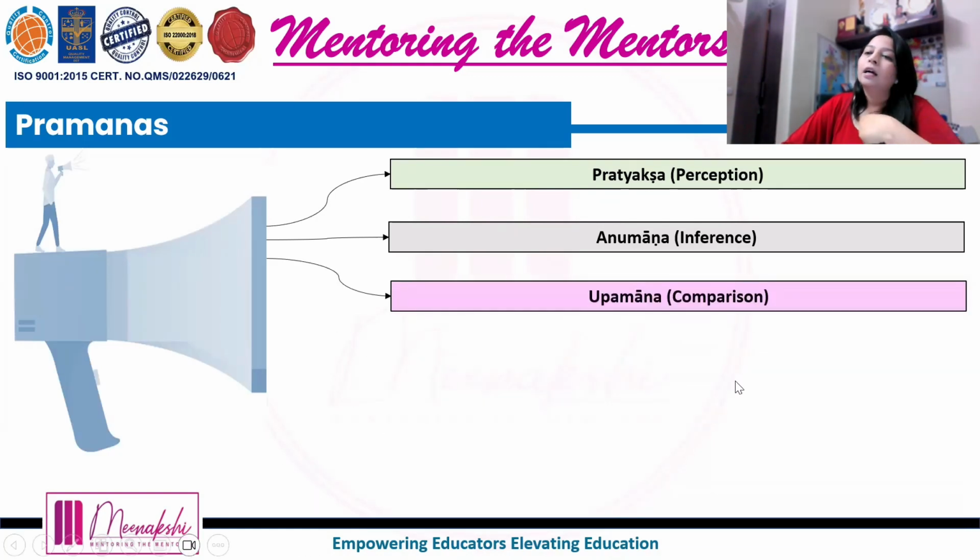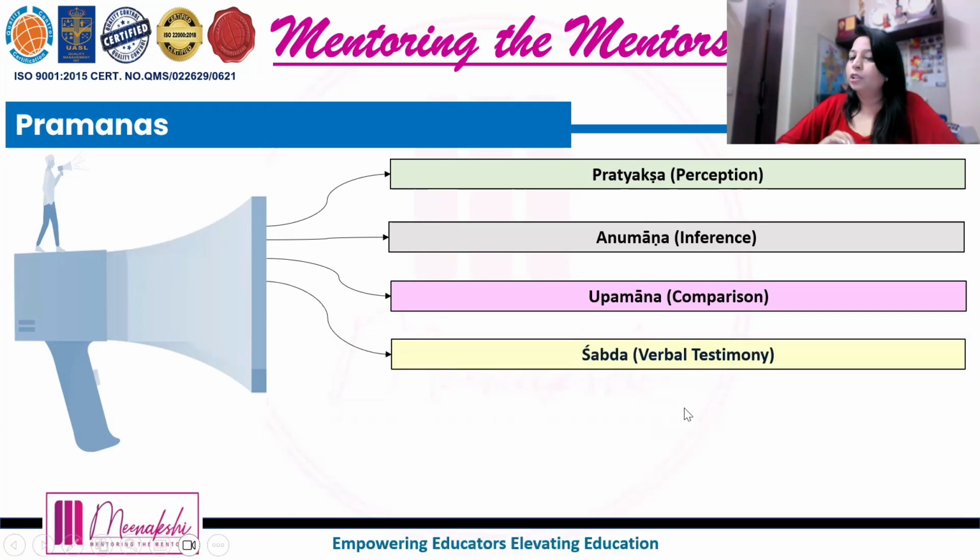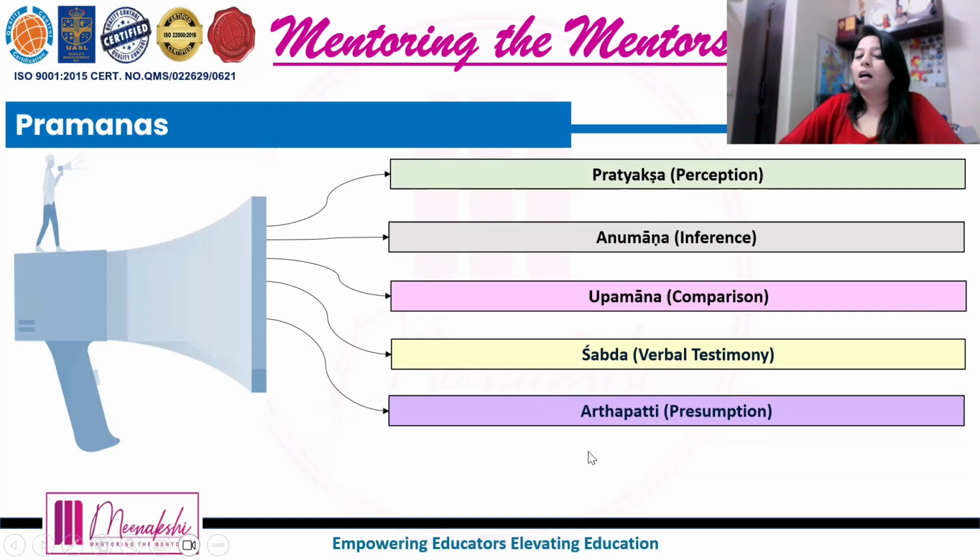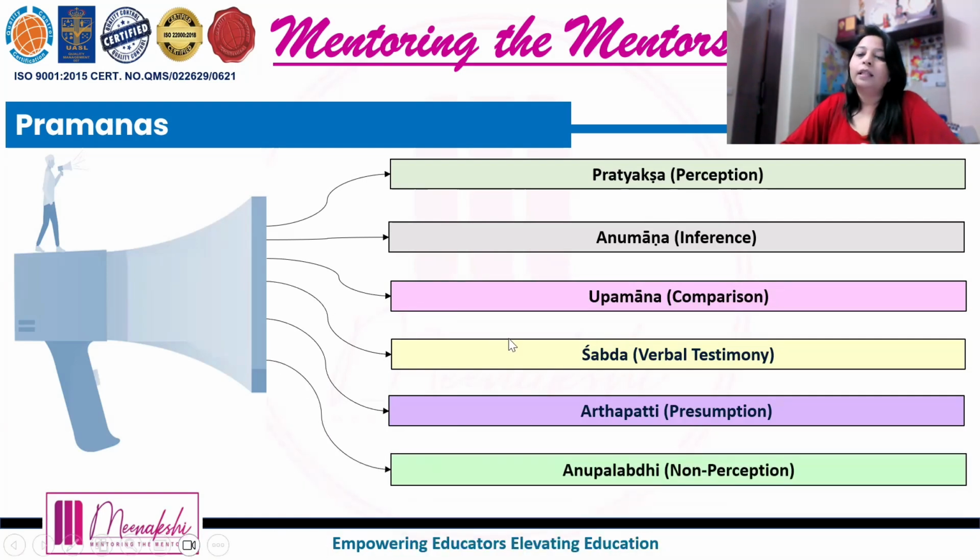Next is upaman, the comparison. Basically, it's analogy. When we compare and contrast and we come to some conclusion, that also becomes the basis of our knowledge. And the next one is shabd, that is the verbal testimony. The testimony given by some trustworthy person is also the basis of our knowledge. And next is arthapati, that is we presume something, a hypothesis, we postulate something, that also becomes the basis of our knowledge. And the last one is anuplabdhi, non-perception. We get to know about something when something is not there.